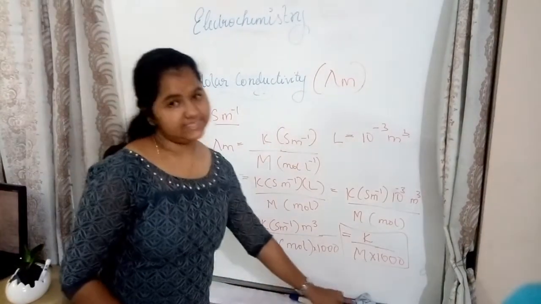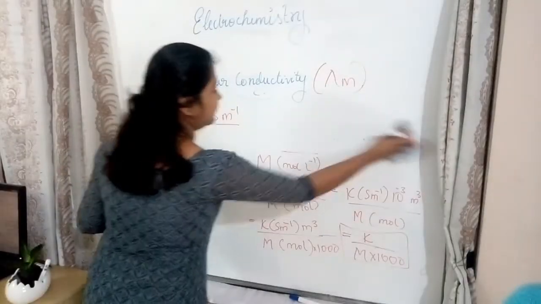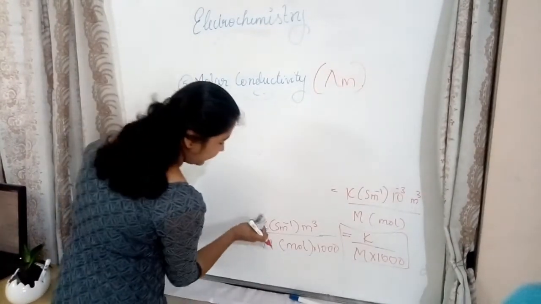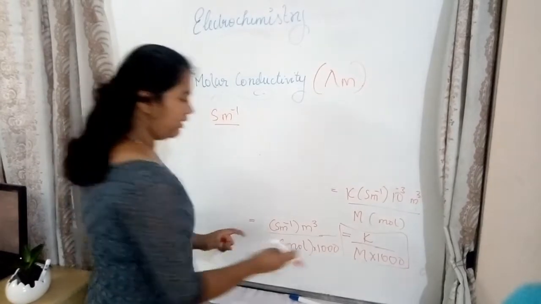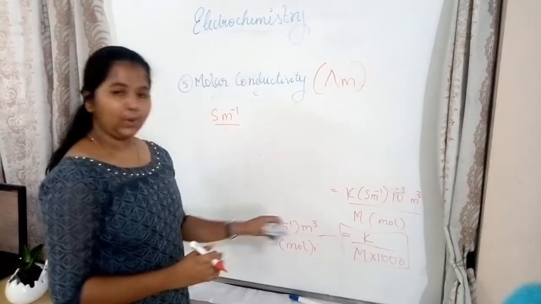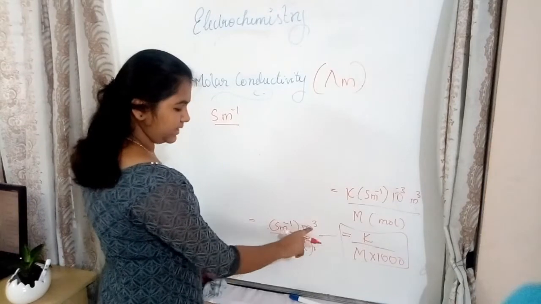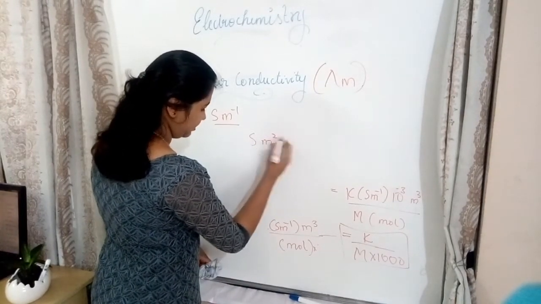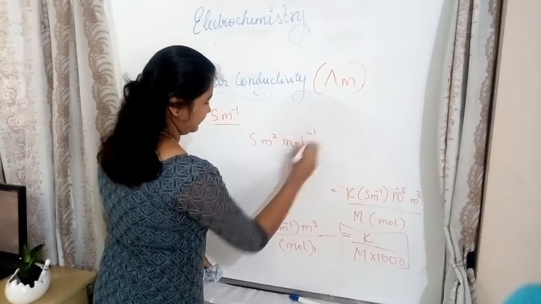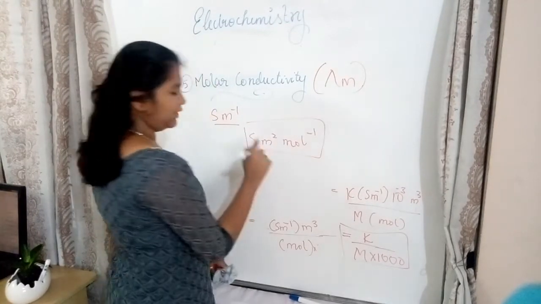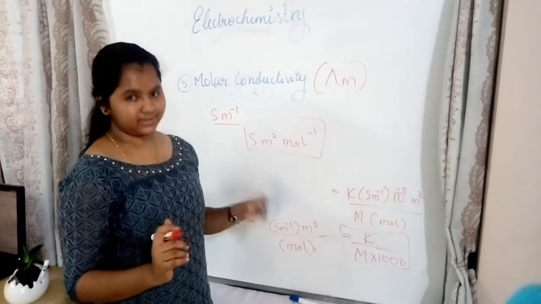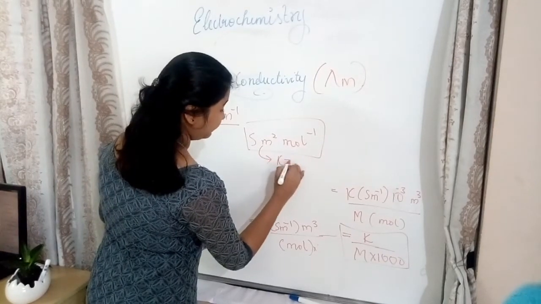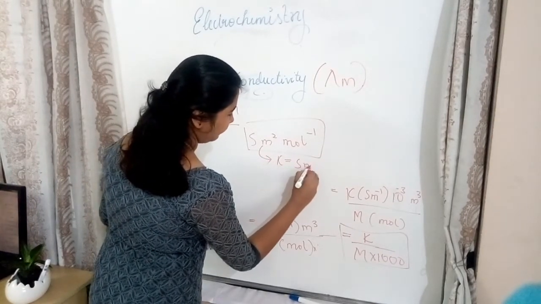Now we have to find the SI units. What did I do in the last case? I read this and then wrote this. Now we simplify: this is meter cube minus 1, so that is meter square. Siemens meter square mole inverse. So this is the SI unit of molar conductance when the unit of kappa is Siemens meter inverse.